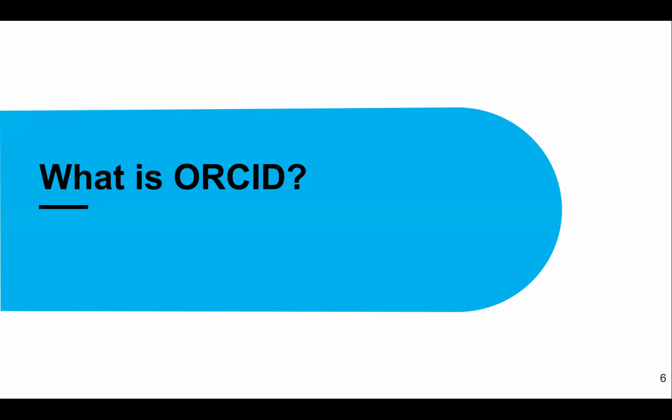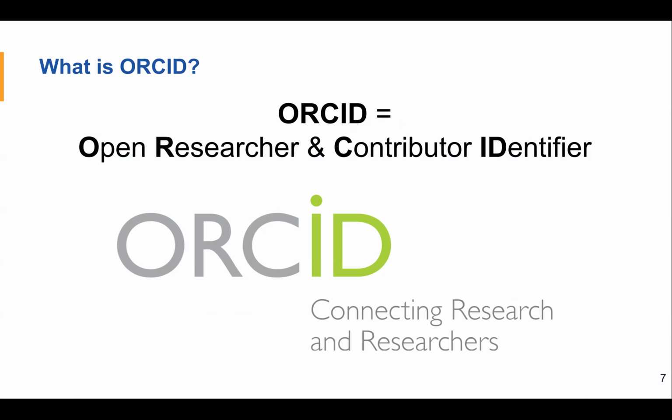So for those who may be unfamiliar, or as a refresher for those who already know, we're going to go through what is ORCID. ORCID stands for Open Researcher and Contributor Identifier. The goal of ORCID is to uniquely identify you so that you can get credit and attribution for your work and streamline your digital identity so you can save time on administrative tasks while keeping track of all of your affiliations and contributions in one central place.